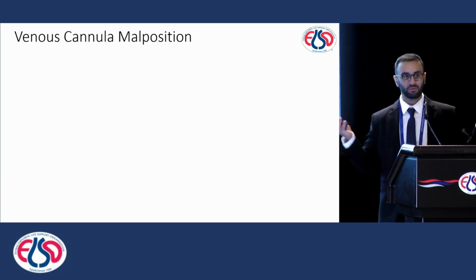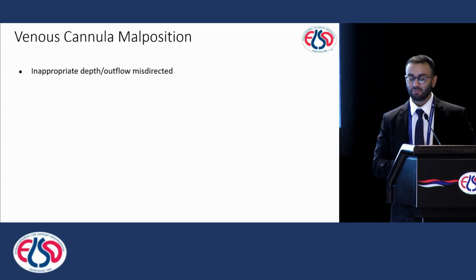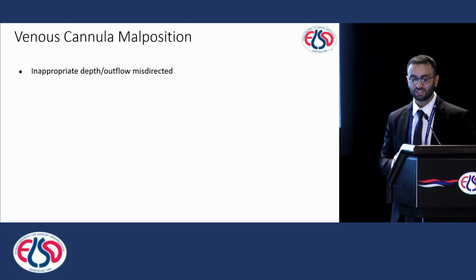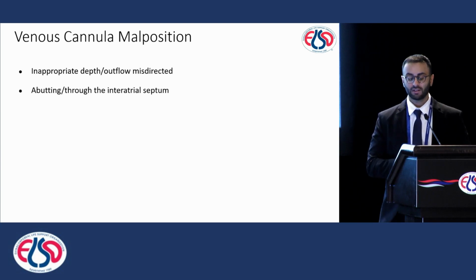So we would say, well, did we really need echo? Everything went well. We really didn't do anything. We didn't change anything. But it doesn't always happen that way, right? So we have venous cannula malpositioning. We could have inappropriate depth or outflow misdirection, for example, with the Avalon catheter.